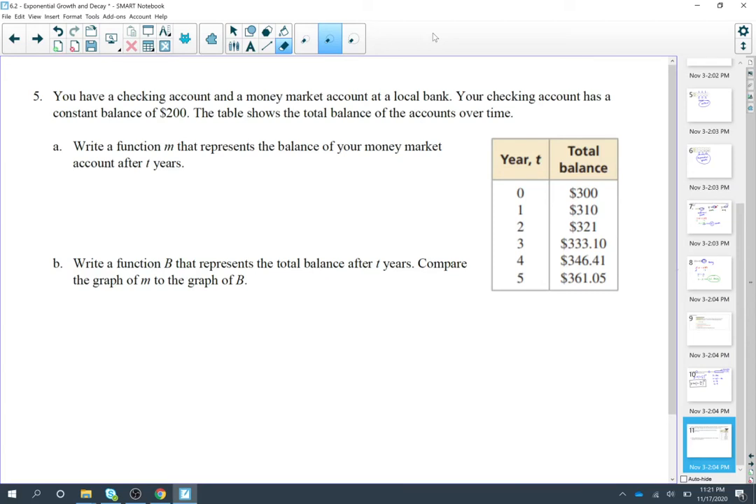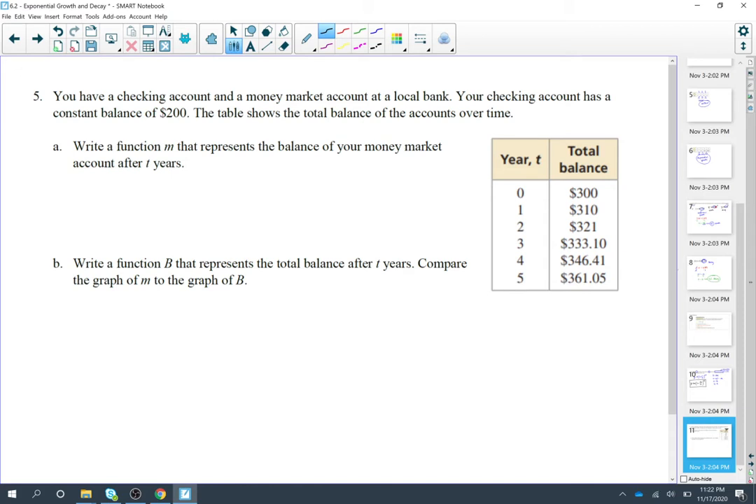Example 5. You have a checking account and a money market account at a local bank. Your checking account has a constant balance of $200, and the table shows the total balance of the accounts over time. Before we read part A, keep in mind that the table is showing us the total balance, so it's taking into account the checking account plus the money market account.